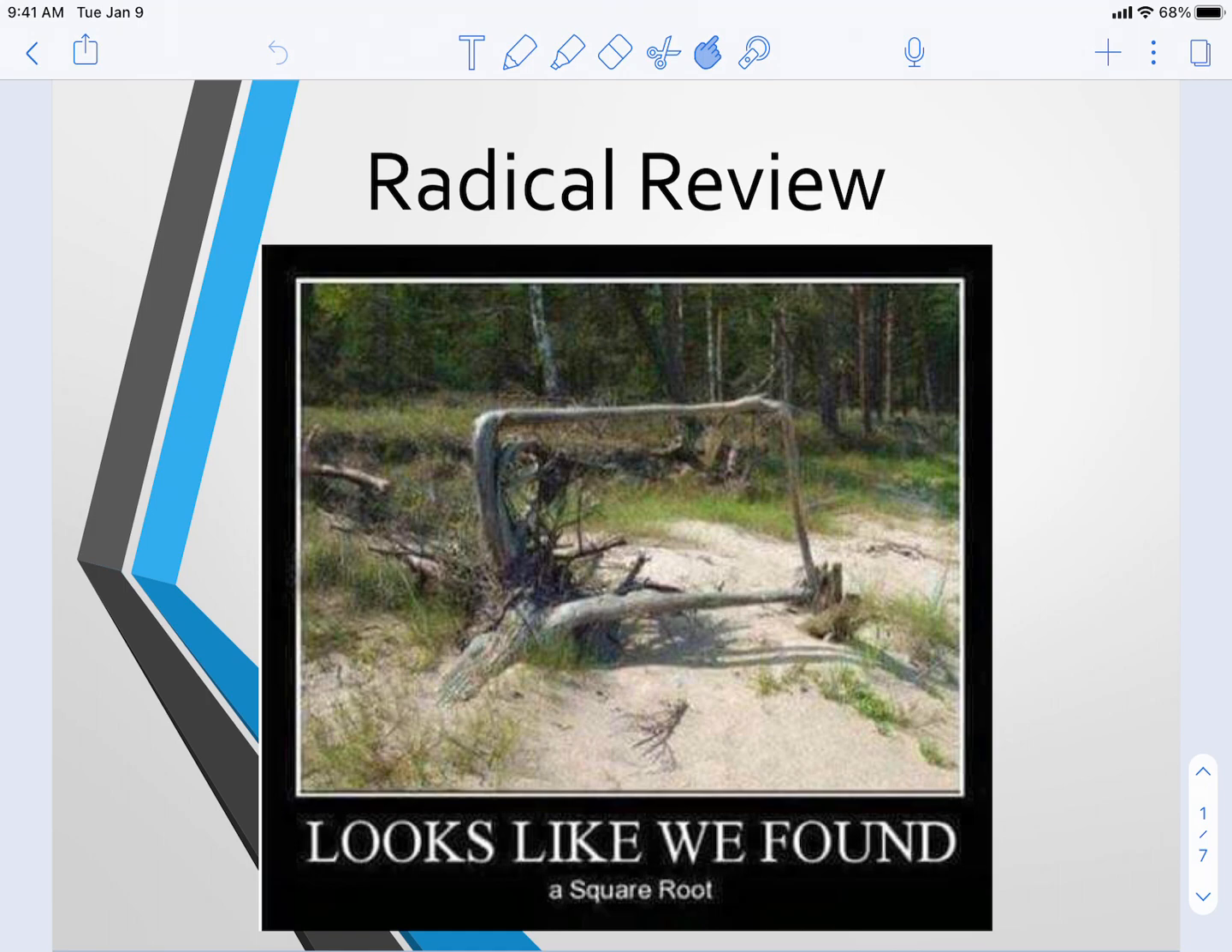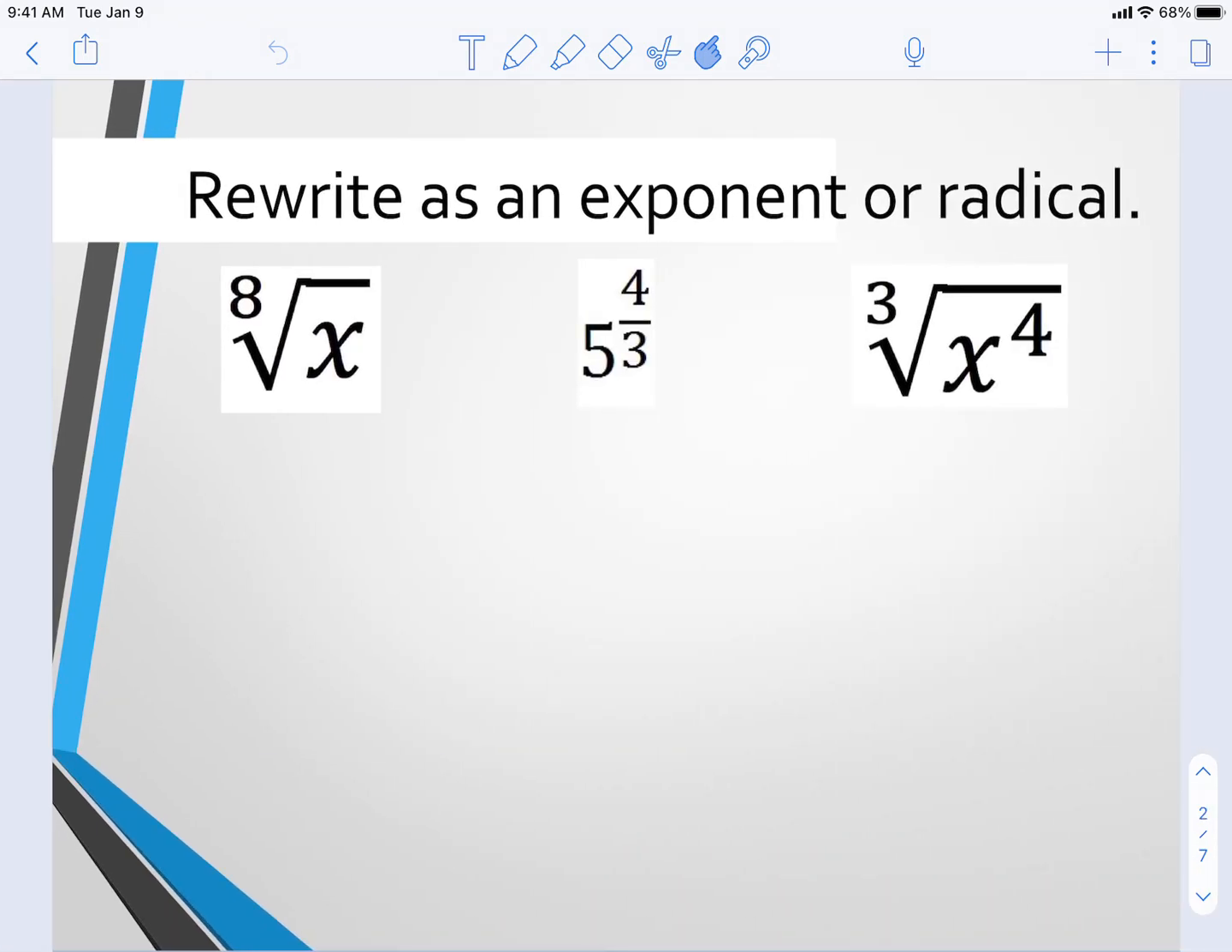So with this, like the other review videos, pause, try the problems yourself, and then resume when you want to check your work or get a hint of how to get something started. Okay, so rewriting as exponent or radical form. So converting between the two forms.